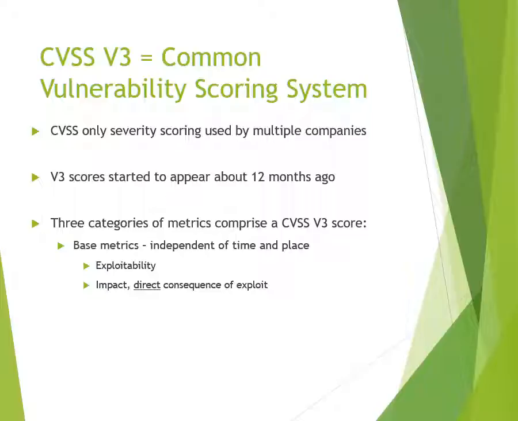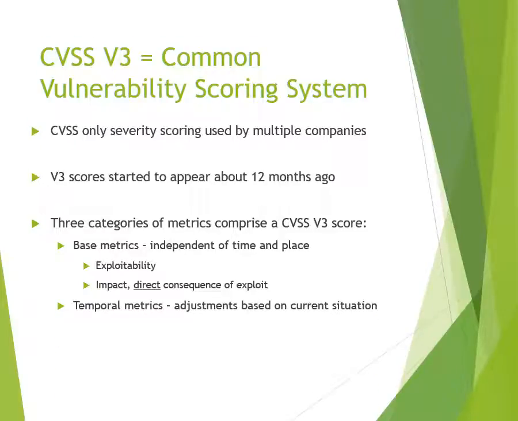There are 3 categories of metrics that comprise a single CVSS score. The base metrics are independent of time and place, and they're subdivided into exploitability metrics, that is, how difficult is it to exploit this vulnerability, and impact metrics, that is, what is the consequence of an exploit. And we'll talk about direct consequences in a second.